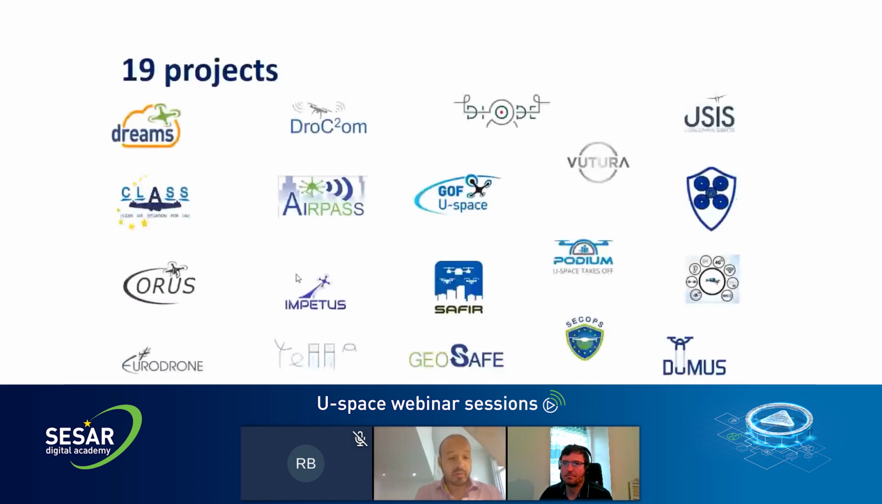So this is a family picture. I do not have the time to speak about all these projects. You see here the 19 projects, from Dreams, Eurodrones, Podium, and so on. I just invite you to go to the SESAR website for more information. There is one page per project, and you will have more details for each of them.